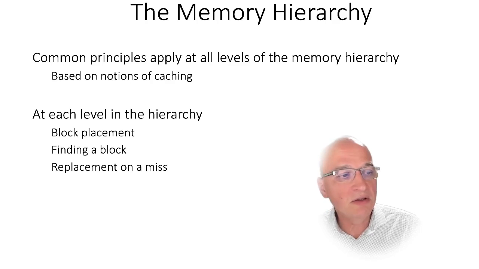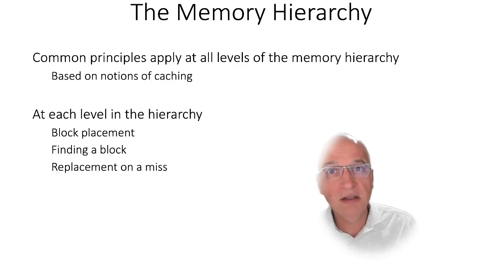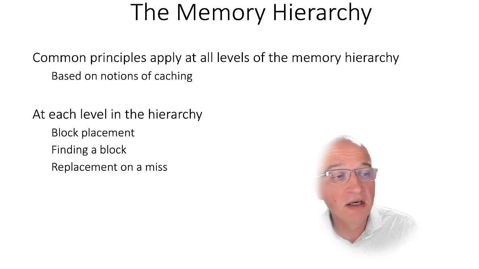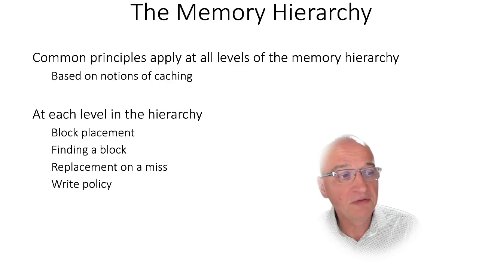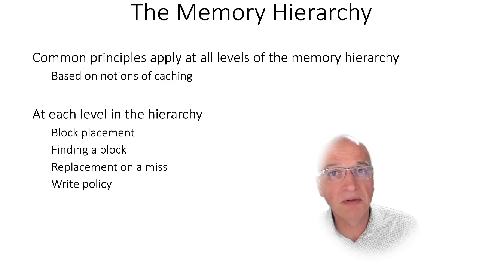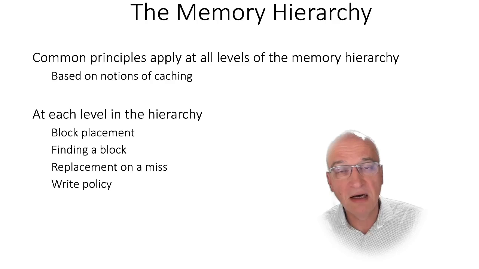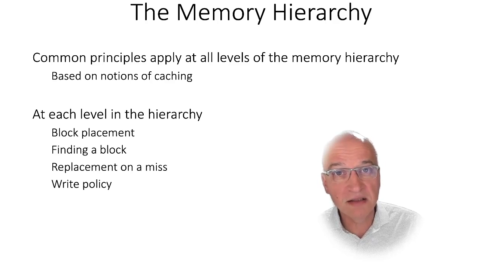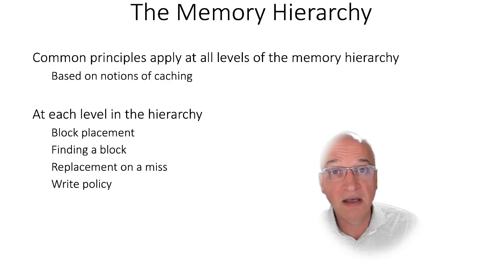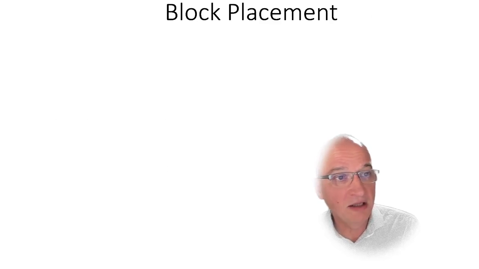The other issue is what I do if I have to do a replacement when I have a miss, because I need to make room for another block into the upper level of the hierarchy, and what's the policy that I use to do that. Another aspect of the definition of each level of the memory hierarchy, what is my write policy? And as we've seen, I have a write policy for writes that miss the cache and for writes that hit the cache, and what I do in that case.